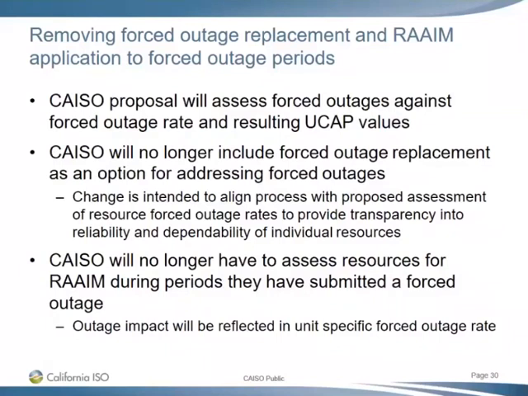Right now what we're initially proposing is that we're going to assess all forced outages against the forced outage rate of a specific resource, use that to calculate the resulting UCAP values, and that we will not include forced outage replacement as an option for addressing forced outages in the future. What does that really mean? It means you can't substitute and then help your forced outage rate out. If you actually go on a forced outage, we want to know specifically you were on a forced outage, and then you can't just go and buy another resource, substitute it for a couple of days, and have that not count against you on your other resource. We really want to make transparent how much each actual individual resource is really providing reliability. So part of this proposal is to remove that potential.